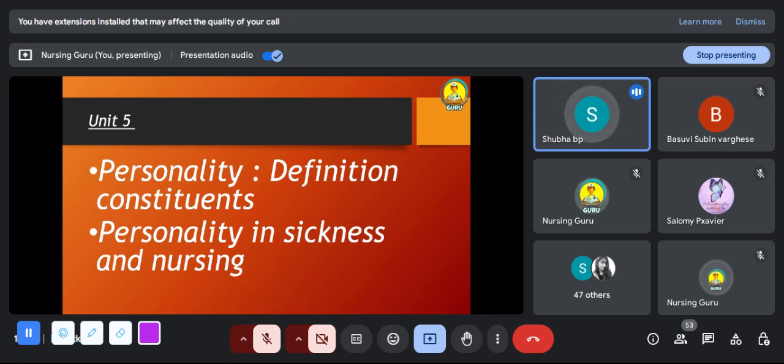So here in unit 5 you are going to study regarding personality. The personality question is very much important, so you should not skip studying personality, because one question will definitely arise from the personality chapter.